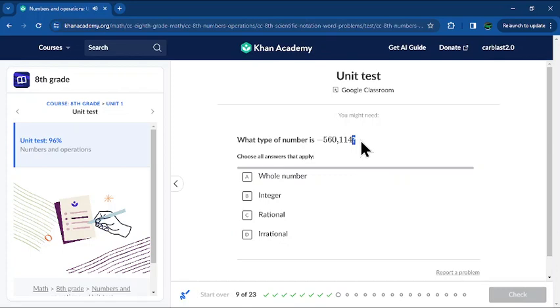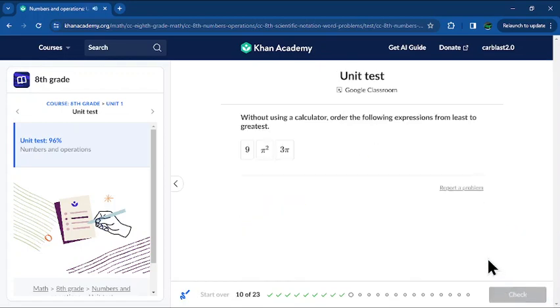What type of number is negative 5,614? It's an integer and rational. It's not a whole number because it has to be 0 or greater to be a whole number, and it can't have a decimal place.